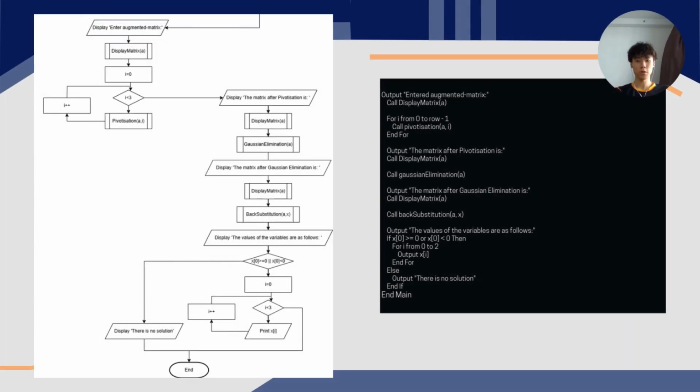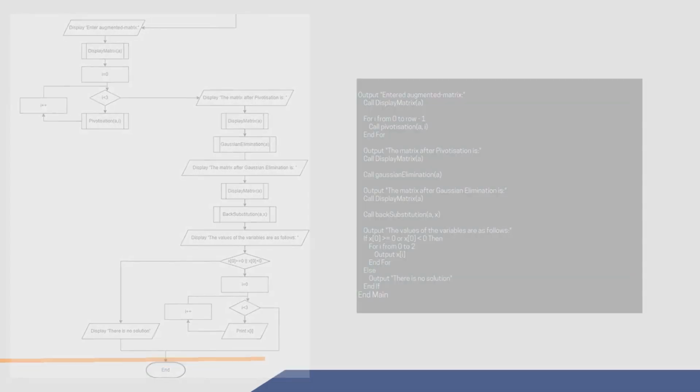Then the display matrix function will be executed to display the augmented matrix entered by the user. The pivotization function will then be executed inside the for loop to pivot or arrange the matrix before Gauss elimination. The pivotized matrix will be displayed again. After pivotization, the Gauss elimination function will take place. The calculation will be operated and the matrix after Gauss elimination will be displayed. The last function is the back substitution function that will show the values of each variable line by line. A reminder of no solution will be shown if the matrix entered by the user has no solution.